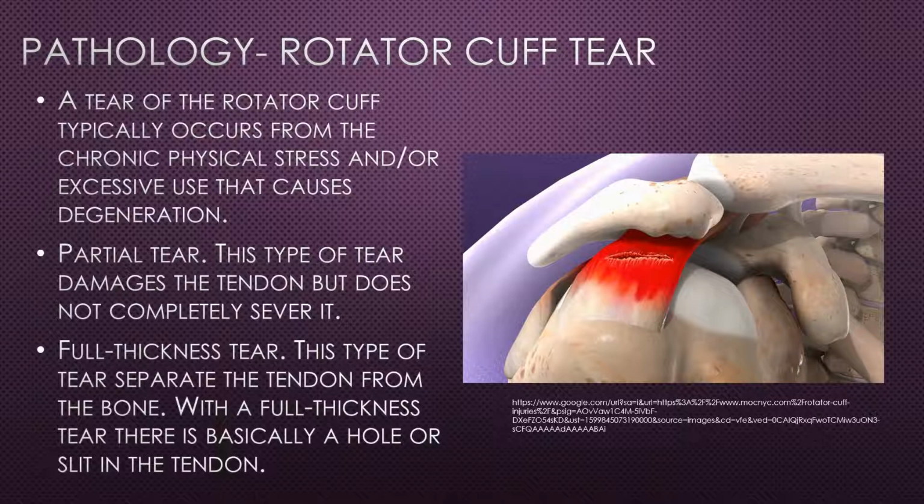Pathology of rotator cuff tears. A tear of the rotator cuff typically occurs from chronic physical stress and/or excessive use that causes degeneration. The tear can occur in two different ways. A partial tear, which is the type of tear that damages the tendon but does not completely sever it, and a full thickness tear, which is the type of tear that separates the tendon from the bone. With a full thickness tear, there is basically a hole or a slit in the tendon itself.